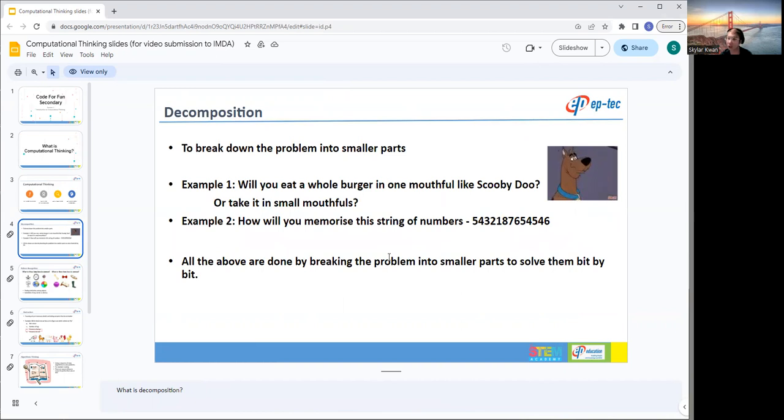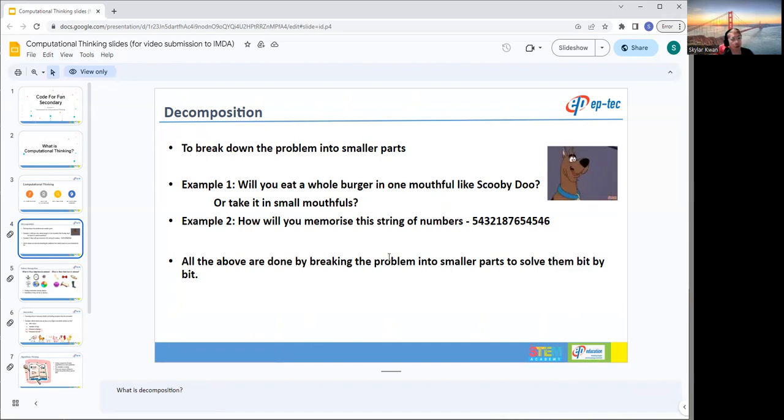So what is decomposition? Can anyone tell me? Yes, correct. You all learned that in science, right? Break things down into smaller parts. So look at this photo. Will you all eat a whole burger in one mouth like Scooby-Doo, or will you all eat it in small bites? Small bites, right? Yes, that's how you break things into smaller parts.